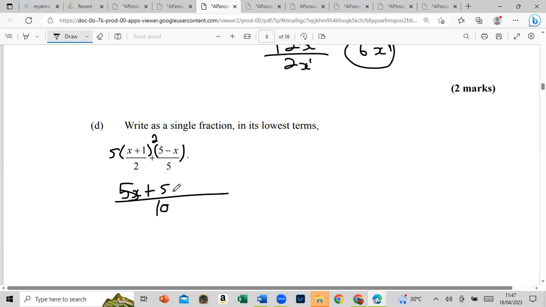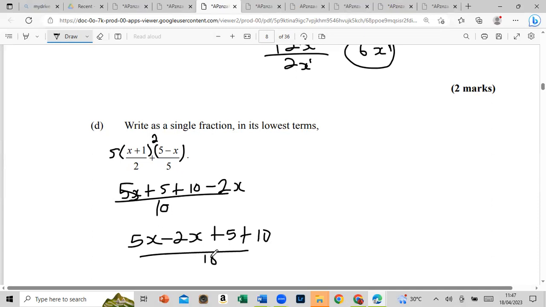2 times 5, which is 10. And then 2 times negative x. A negative times a positive is negative. So that's negative 2x. We group the like terms because students like to not see. Be very careful with this. There is no equal sign, so the signs remain. So we have a plus 5 and a plus 10. It does not become negative, as some students would say. We're on the same side, so we're not subtracting or adding from one side to the next. So it would be the same thing.